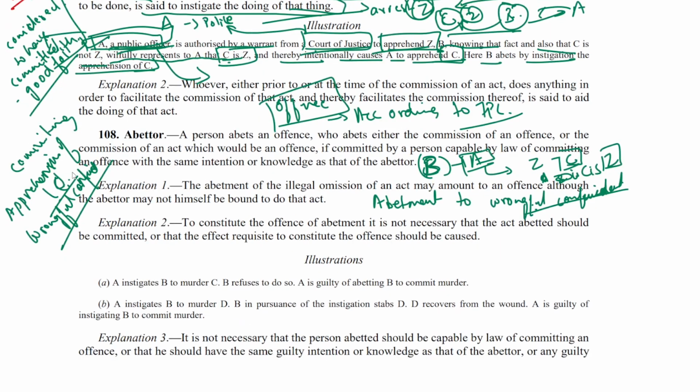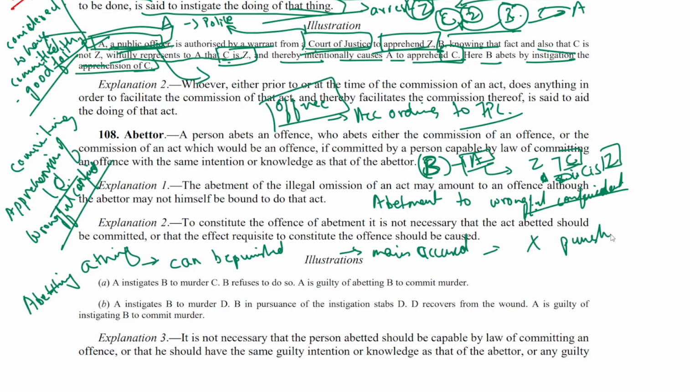You will be seeing that the person who is abating a thing, there are chances that he can be punished, and the main accused might not be punished. But whenever the main accused will be punished, it is clear that the abater shall also be punished.